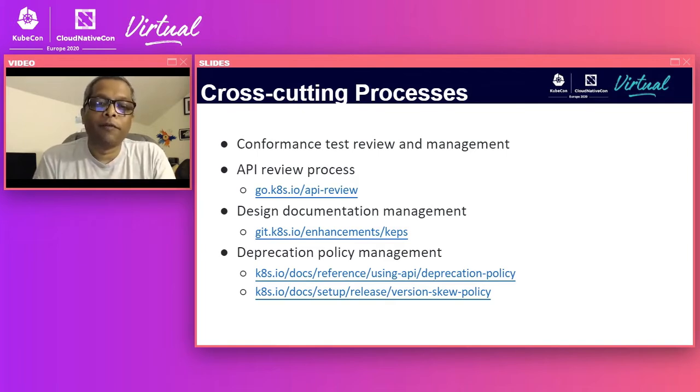Most importantly, we have processes around deprecation policy as well. So people can expect when things get deprecated and how things get removed. Next slide, please.